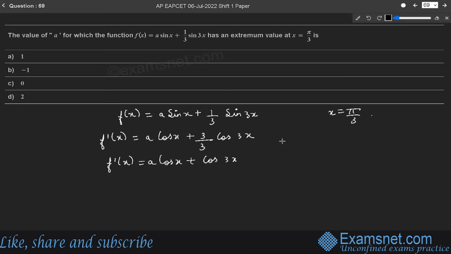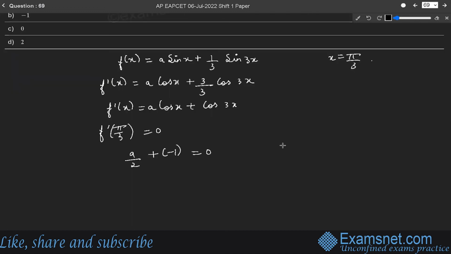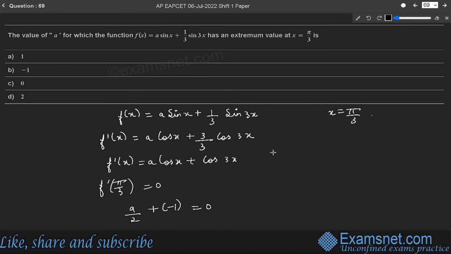Now we have to find at x is equal to pi by 3. So f dash pi by 3 will be equal to 0. Therefore, A by 2 plus minus 1 is equal to 0. Therefore, we can say that A will be equal to 2. So the value of A here is plus 2. Therefore, the correct option is option number D here.